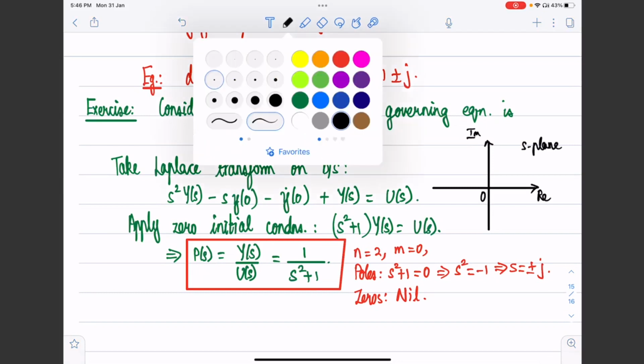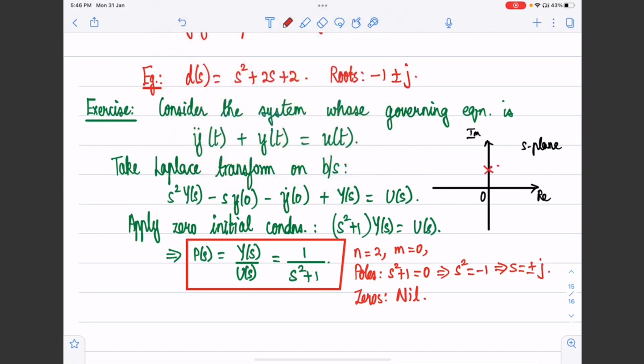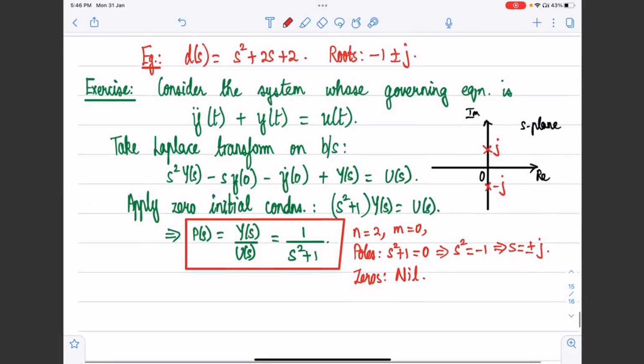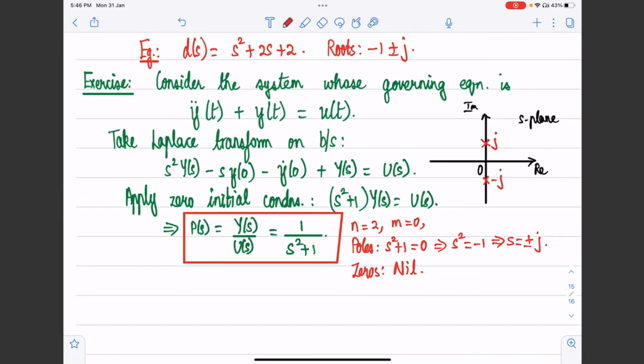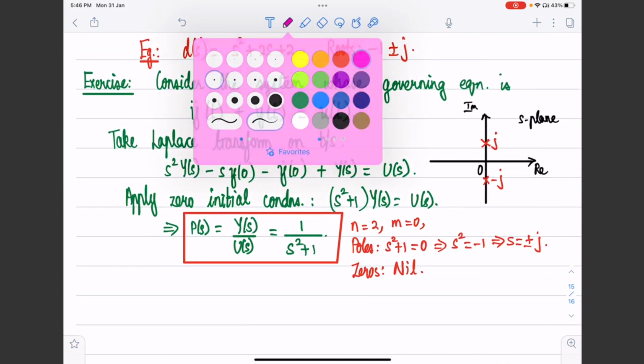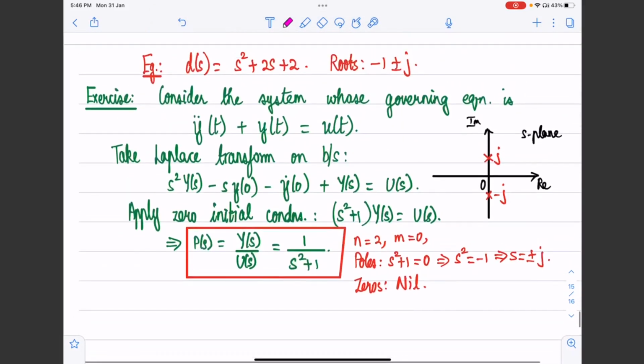We are going to have a pole at plus j, pole at minus j. Okay, so that's what we are doing. I'm sure it's clear to all of us. So now I'm posing the homework questions. Of course, this is part of homework number 2.